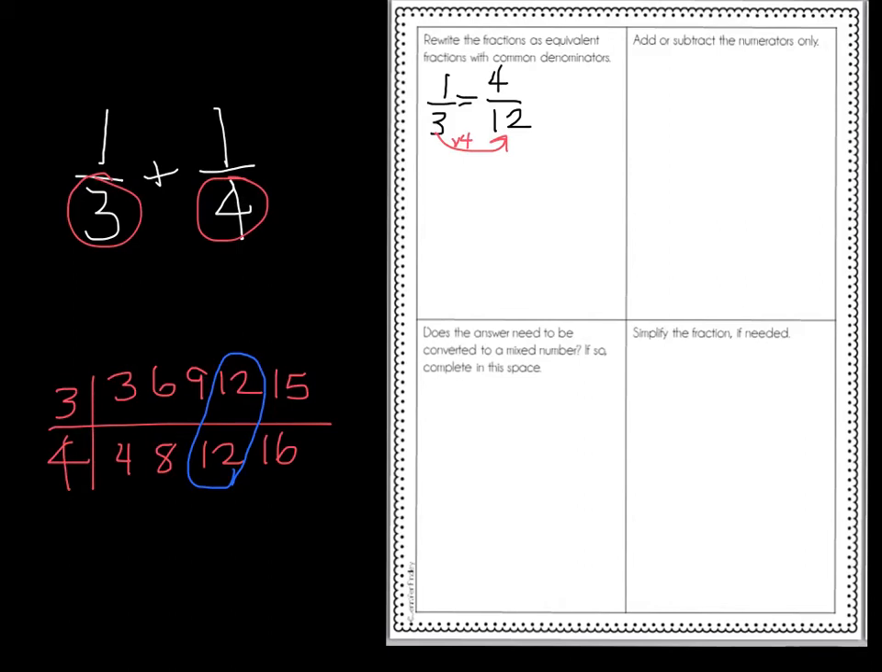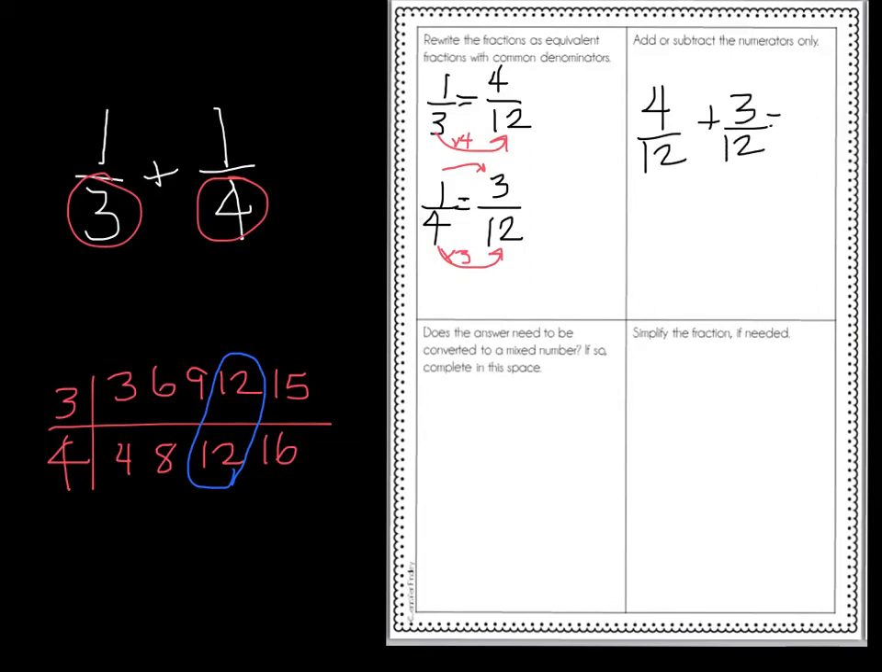Now let's do that with 1/4. I need to turn it into an equivalent fraction with 12 as my denominator. Now I have to think, what did I do to this 4 to turn it into 12? Well, I have to multiply it by 3. That means I must do the same thing up top. 1 times 3 is 3. So I have changed 1/3 plus 1/4 into a new problem where these fractions have a new name. Now I am adding 4/12 plus 3/12.